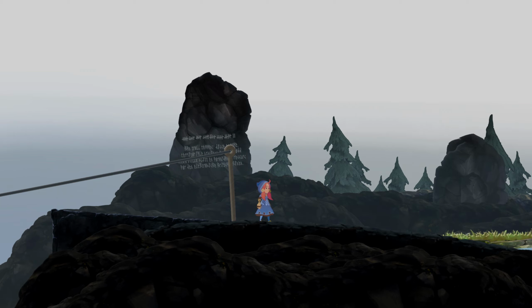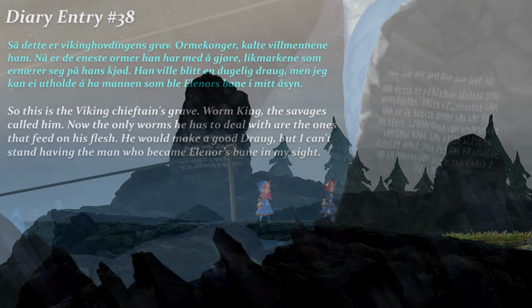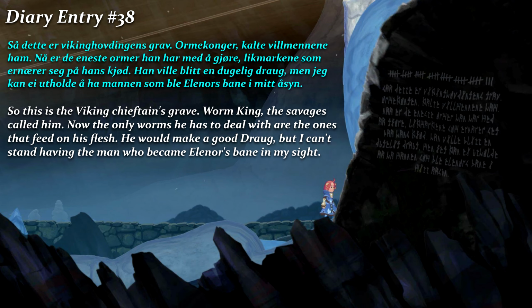Results are inconclusive. Entry 38. So, this is the Viking chieftain's grave. Worm King, the savages called him. Now the only worms he has to deal with are the ones that feed on his flesh. He would make a good Draug, but I can't stand having the man who became Eleanor's bane in my sight.